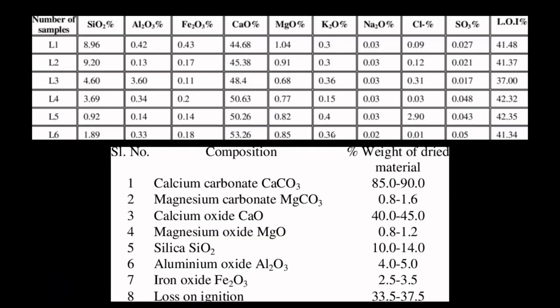So here is a review and chemical analysis of some samples from regular limestone, so we can see what this stone usually contains. And we have here silicon oxides, aluminum oxides, iron oxides, calcium oxides, magnesium oxides, potassium oxides, sodium oxides, chlorine, and sulfur oxides, with the vast majority being calcium oxides from the calcium carbonate, which you can see here re-verified below in the 85 to 90% of the dried weight material being calcium carbonate, with all of the other various oxides that I mentioned before.